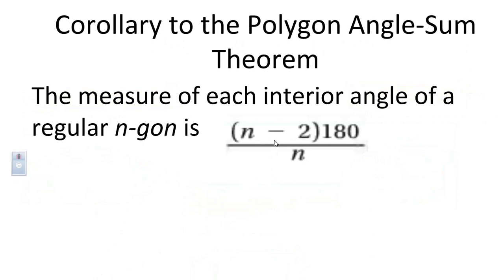So regular means everything is the same. So the corollary to the polygon angle sum theorem is that the measure of each interior angle of a regular n-gon is n minus 2 times 180, divided by n. It's going to be the sum divided by the number of sides. So sum of the angles divided by the number of sides is how we're going to get the measure of each interior angle of a regular polygon. This only works for a regular polygon.